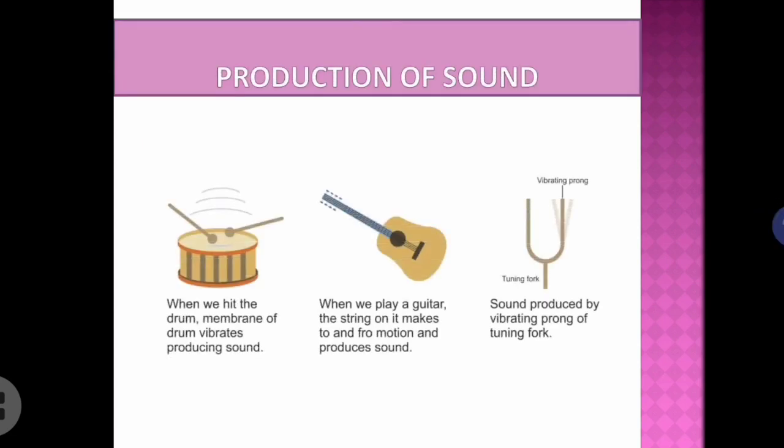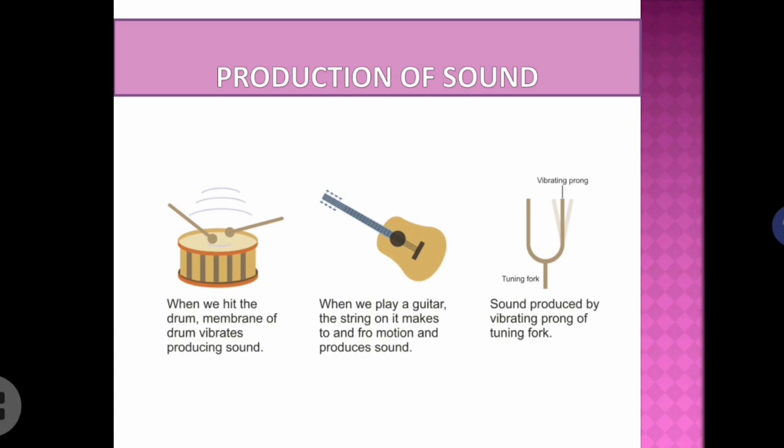So, as we mentioned, here in the drum, the membrane of the drum vibrates, producing the sound. And when we play guitar, the string on it makes to and fro motion. That means it vibrates and produces sound. And you might have seen a tuning fork, right? The tuning fork has prongs. When the prongs vibrate, they produce sound. So, my dear children, you should try to identify the material or medium which is producing sound in different kinds of musical instruments or any kind of object surrounding you producing sound.